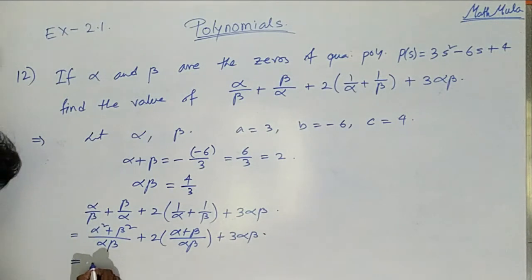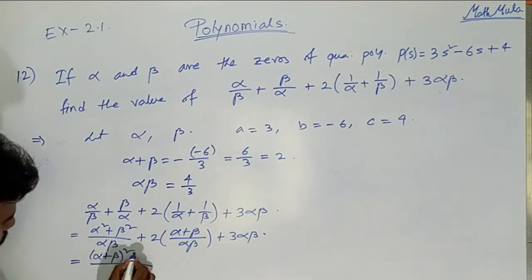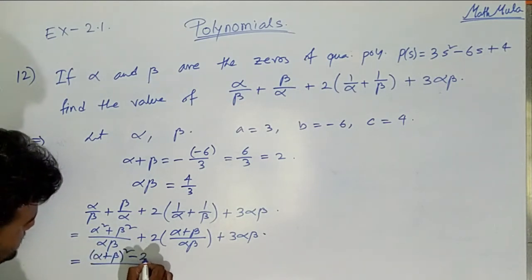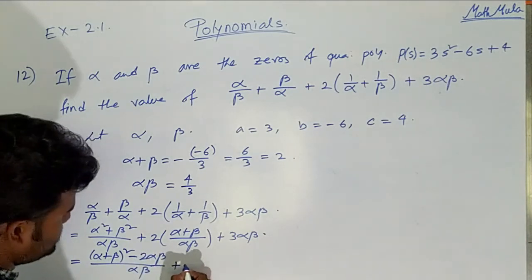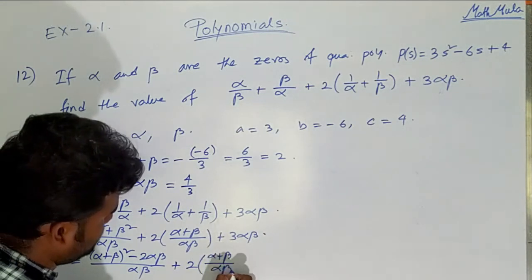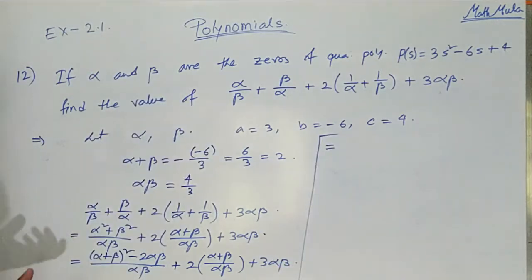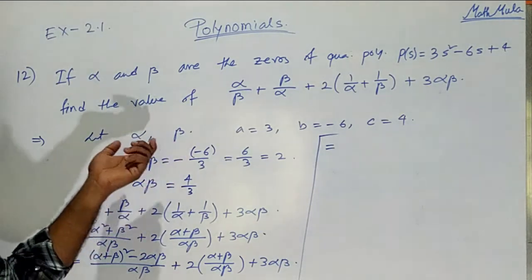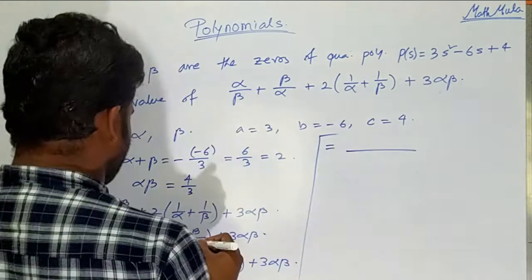Now this is equal to, you can write alpha square plus beta square, that means (alpha plus beta) whole square minus 2 alpha beta, by alpha beta, plus 2 of (alpha plus beta) by alpha beta, plus 3 alpha beta.